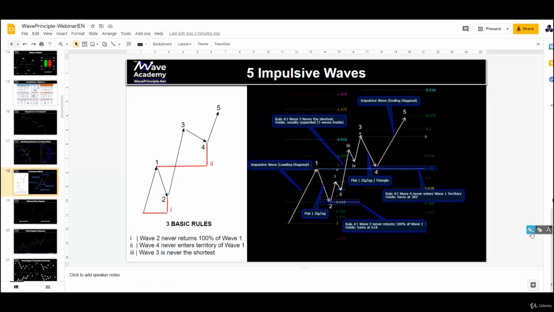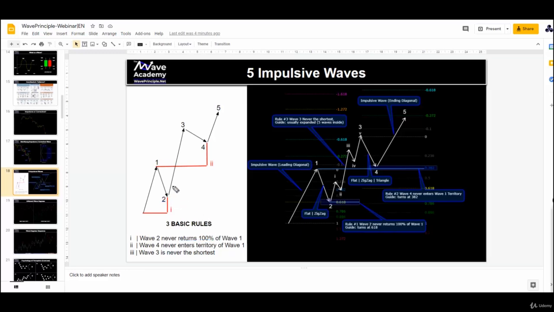And these are the only 3 rules that you need to learn and that actually matter in any analysis that you do. And it has to do with impulse movements. For example, 1 is impulsive. If 2 returns more than 100%, then 1 is not an impulse. So the first rule is wave 2 never returns 100% of wave 1.